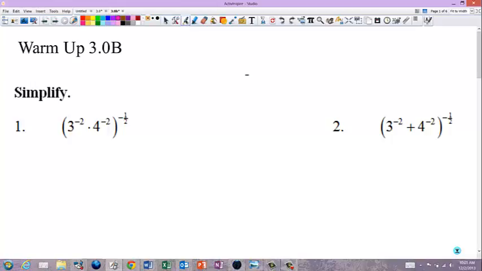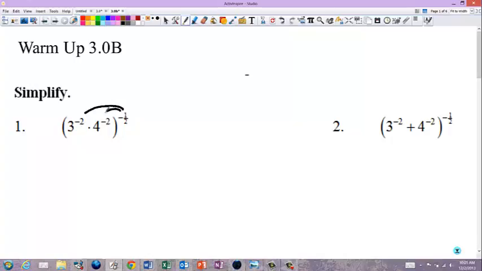Okay, this is warm-up 3.0b. 3 to the negative 2 is 1 over 3 to the second times 1 over 4 to the second to the negative 1/2. You need to, oh well, you know what? No, I'm not doing it that way. That's one way to do it.